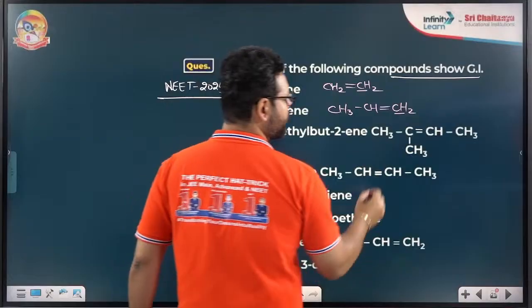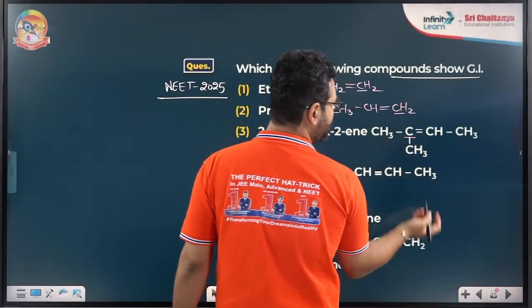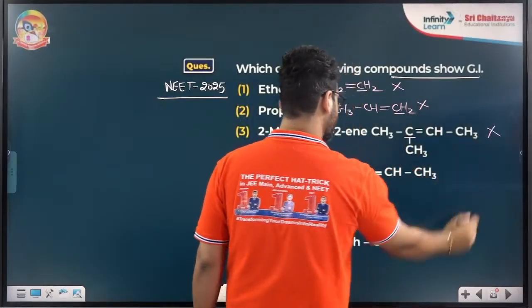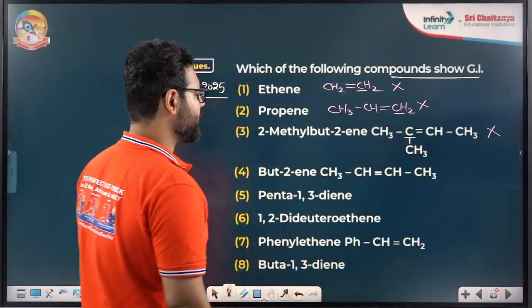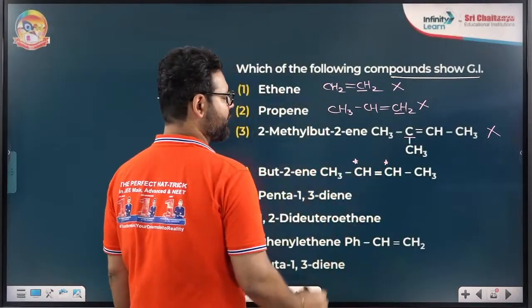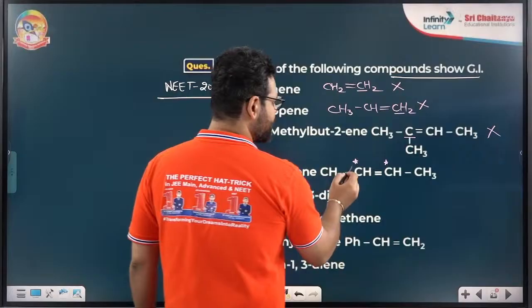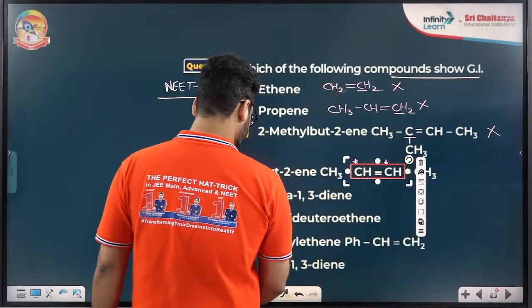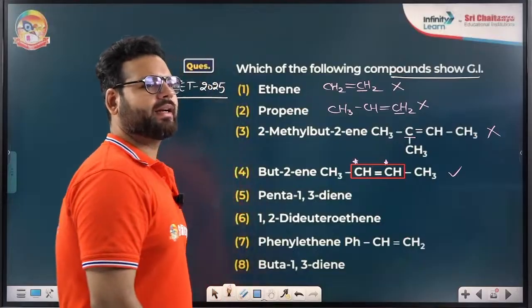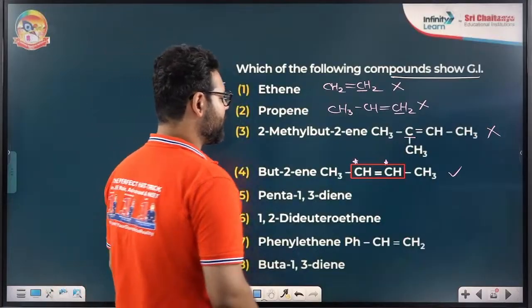2-methyl-butene. No, sir. This carbon carries both methyls only, so this will also not show GI. Butene, yes, it will show. This carbon carries two different groups, and this carbon carries two different groups. So this becomes a stereocenter. So the answer is yes, it will show. Penta-1,3-diene.